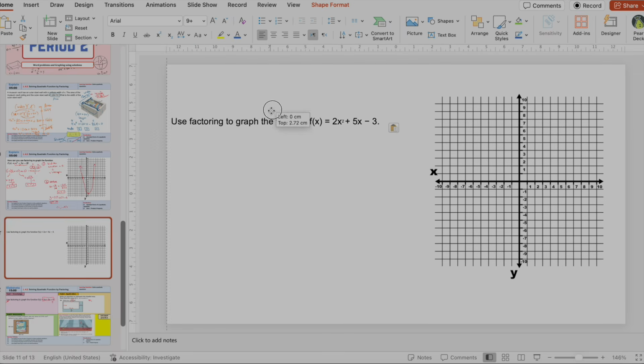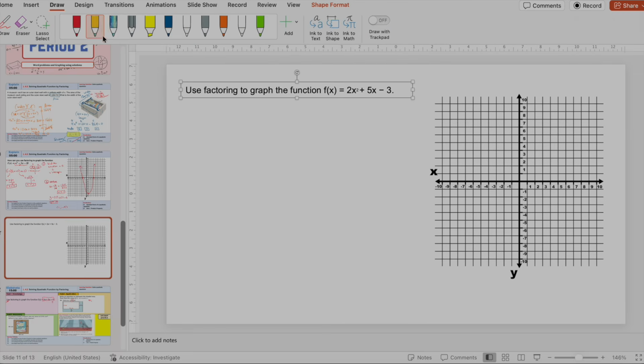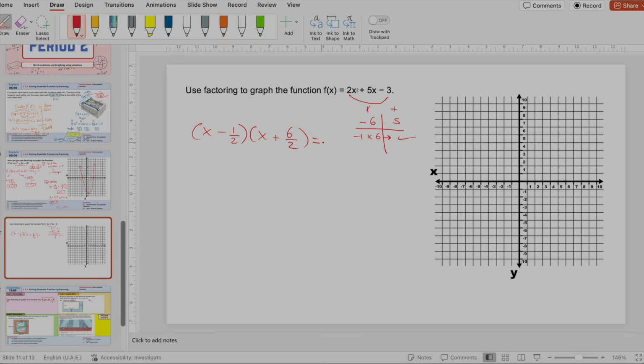So the question says use factorization to graph this one. Again, if you remember how to factor this one, we have an a. So multiply 2 with negative 3, you're going to get negative 6. And I want the addition to be 5. So give me two numbers, you multiply them, you get negative 6, you add them, you get 5. It's basically negative 1 times 6. Open two brackets, x minus 1, but divide by your a, x plus 6 divided by your a, equated to 0 because you want to find the solutions.